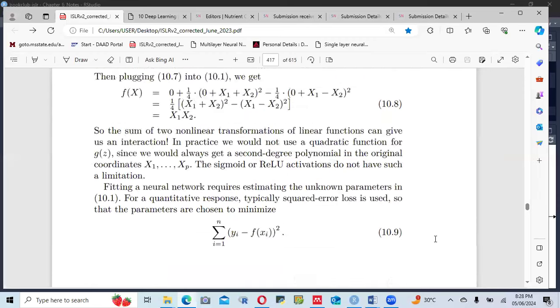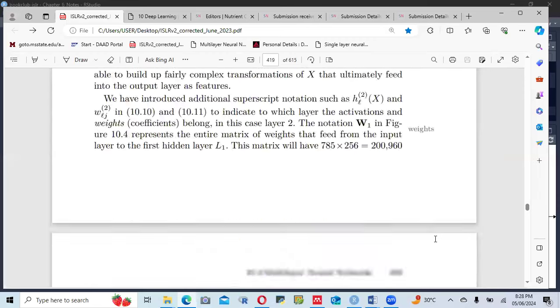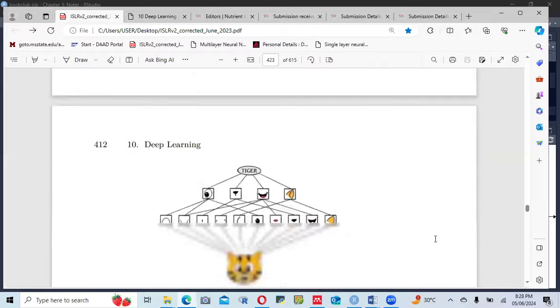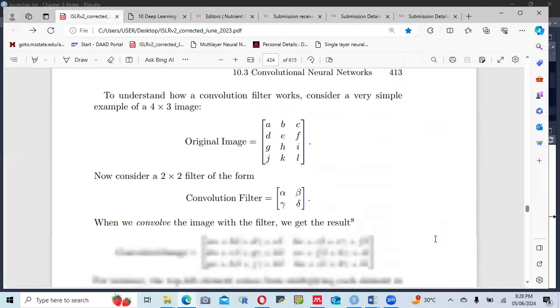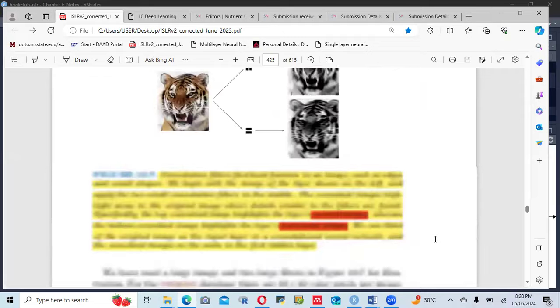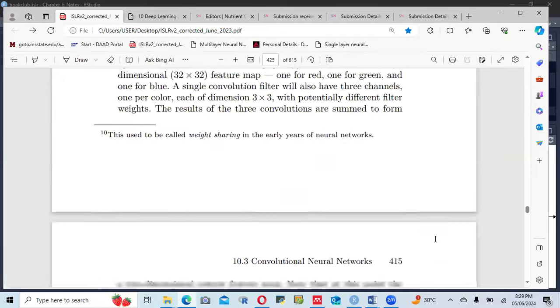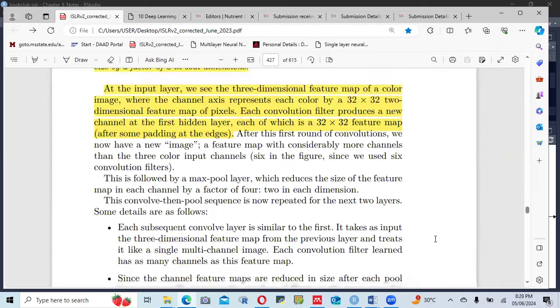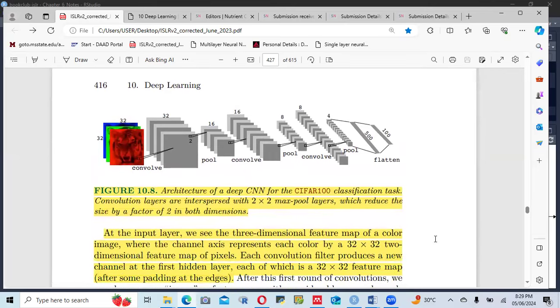Let me go back to the book. In figure 10.8, there was an example in which they did, where is it? 10.8. Let's talk about convolution. Yep. So this is an example whereby they have an image, okay? And each of these images is made of tiny pixels. That is, we have 32 by 32.